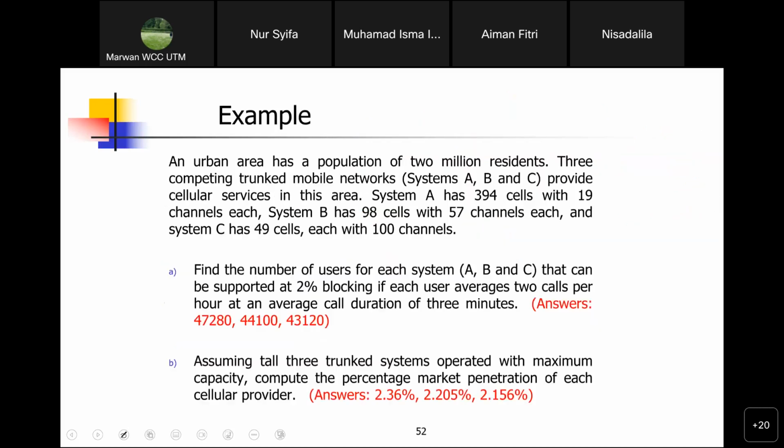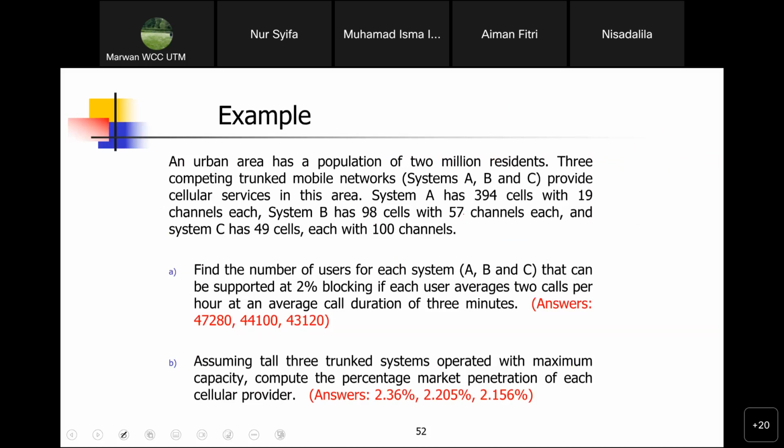Now let's look at the second example. An urban area has a population of 2 million residents. So this is the environment. Three competing trunked mobile networks, systems A, B, and C, provide cellular services in this area. System A has 394 cells with 19 channels each. System B has 98 cells with 57 channels each. And system C has 49 cells, each with 100 channels.